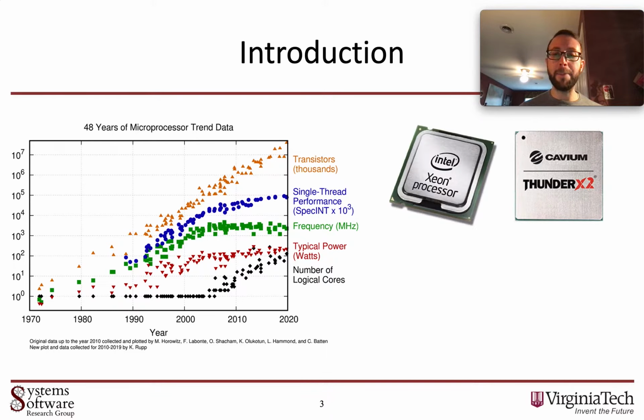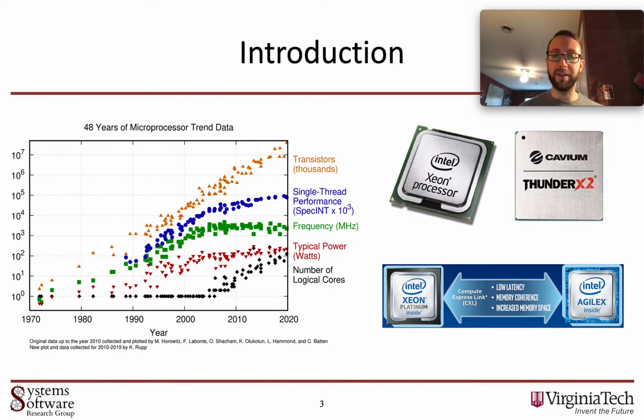As an example, Intel's Xeon processors tend to have fewer, beefier cores, whereas Cavium's ThunderX line of ARM processors tend to have smaller cores but larger numbers integrated onto a single die. Even more recently, we've seen integration of multiple different types of processors into a single package. For example, Intel's Agilex platform integrates Xeon CPUs with an Agilex FPGA, which itself includes ARM processors.